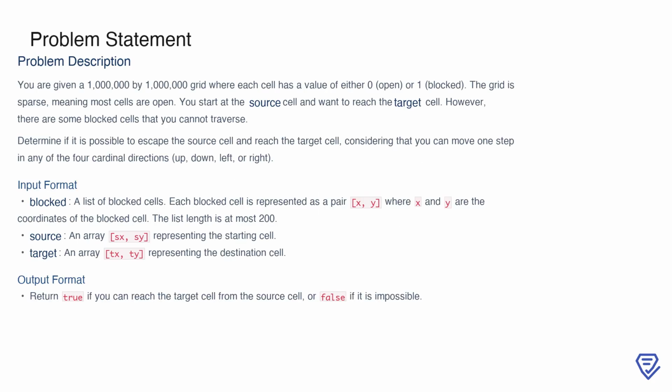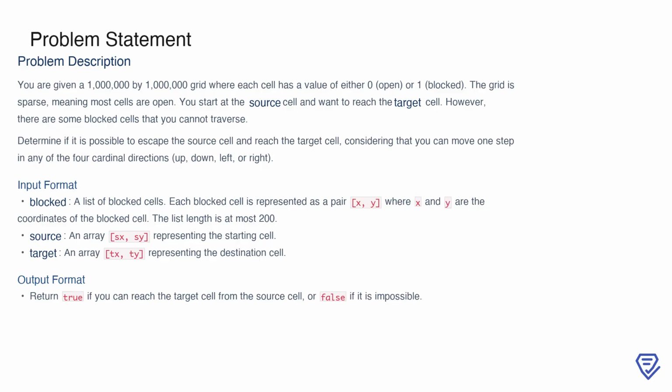The problem involves navigating a massive grid, which is 1 million cells wide and 1 million cells tall. Each cell in the grid can either be open, meaning you can walk through it, or blocked, meaning it's an obstacle you cannot pass. The grid is sparse, so most cells are open, but the blocked cells can make the path tricky. You are given a starting point, called the source, and a destination point, called the target. The goal is to determine whether it's possible to move from the source to the target while avoiding the blocked cells. Movement is restricted to one cell at a time, and you can only move in the four cardinal directions: up, down, left, or right.